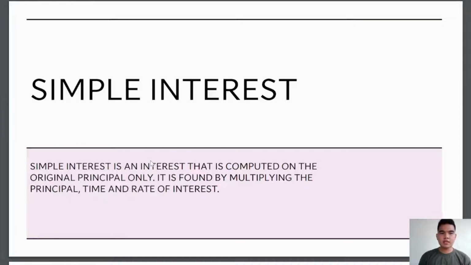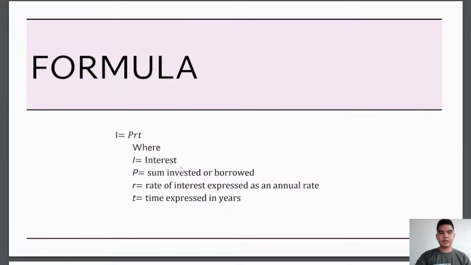So first, let's discuss what simple interest is. Simple interest is an interest that is computed on the original principal only. It is found by multiplying the principal times the time and the rate of interest. So to further understand this, let's have the formula for the simple interest. The formula for the simple interest is I = PRT, where I is equal to interest, P is equal to the sum invested or borrowed, R is equal to the rate of interest expressed as an annual rate, and T is equal to the time expressed in years.